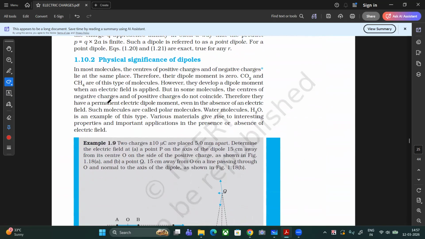Next, dipoles may be polar or non-polar. Some materials are naturally polar, otherwise non-polar. What is polar? Polar means the charges are separated into positive and negative, that is a polar molecule. If the positive and negative charges coincide, that is called non-polar. Okay, we will discuss this in the next chapter.